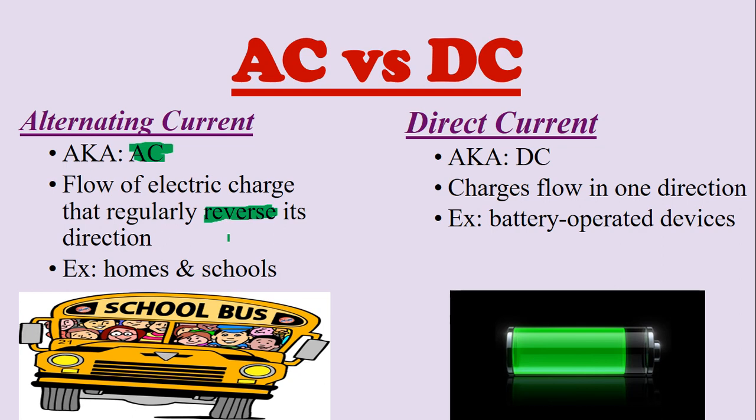Now, everything has to stop and reverse direction. It's not like some electrons are going one way, some are going the other way. They all have to go in the same direction. But most homes and schools are wired in an alternating current. Direct current we abbreviate DC. And this is where charges only flow in one direction, no matter what. And most battery operated devices would be in a direct current.